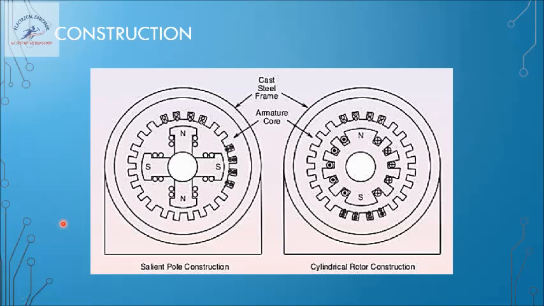The first one is called a salient pole construction. The second is called cylindrical rotor construction. So before going to the rotor part, let us see what is there in the stator. Now in a synchronous motor, stator is armature and rotor is field. Please keep this in mind. Unlike a DC motor, it is different here. So in a synchronous motor, stator is armature and rotor is field.